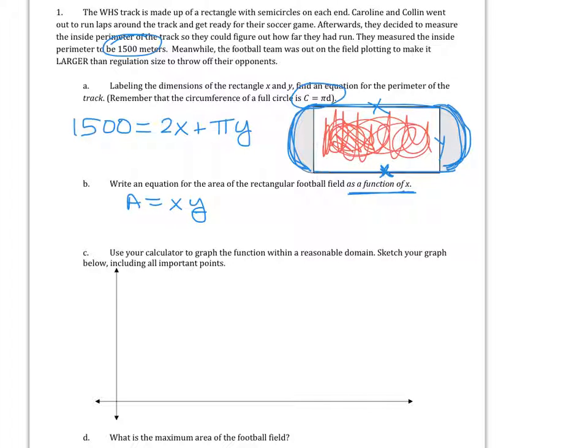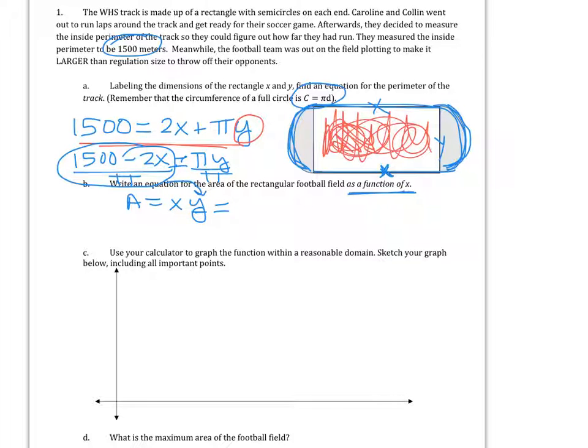So we're going to go back up here to our perimeter equation and solve it for y. Okay, so if I rearrange, I get 1,500 minus 2x equals pi y. And then I have to divide everything by pi. So I'm going to divide both sides by pi. And now I have something that I could substitute in for y here. So in terms of x, my area is x times (1,500 minus 2x) all over pi.